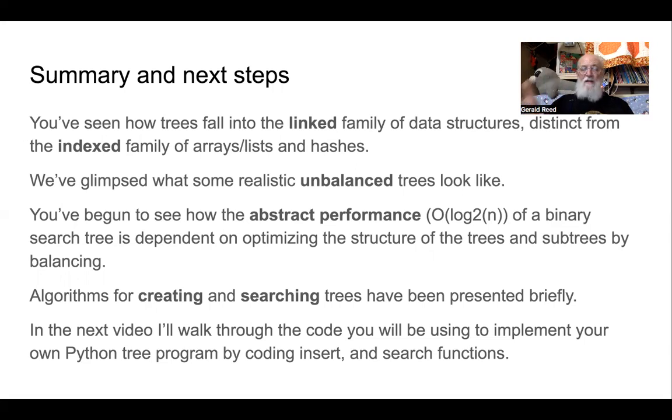We've glimpsed what some realistic unbalanced trees look like. These are the trees you'll get out of your program, since right now we don't make any attempt to balance a tree. And hopefully you've begun to see how the abstract performance, that's order in stuff, of a binary search tree depends on the structure of the tree and the subtrees. So if you get some really degenerate cases, and I provide one data file where you will find a really degenerate case, when you run that data file through your working program and have it draw the resulting tree, you'll see it does not look very good. And I'll leave it at that. Balancing helps avoid that sort of problem.